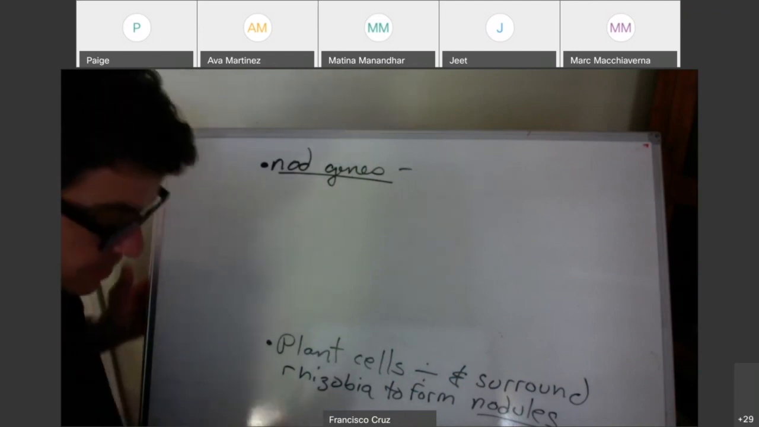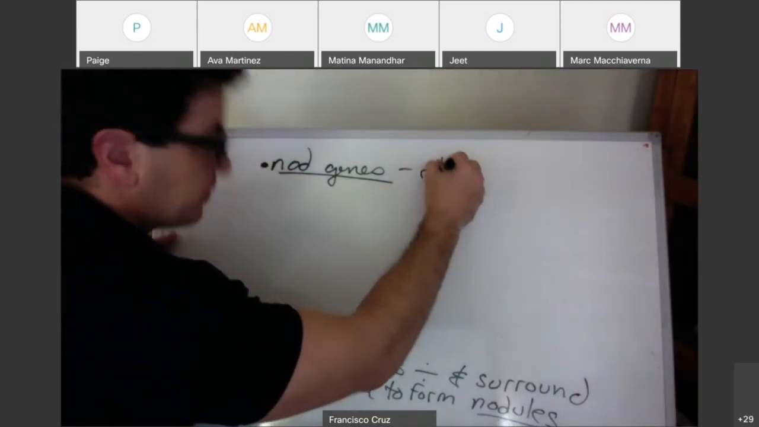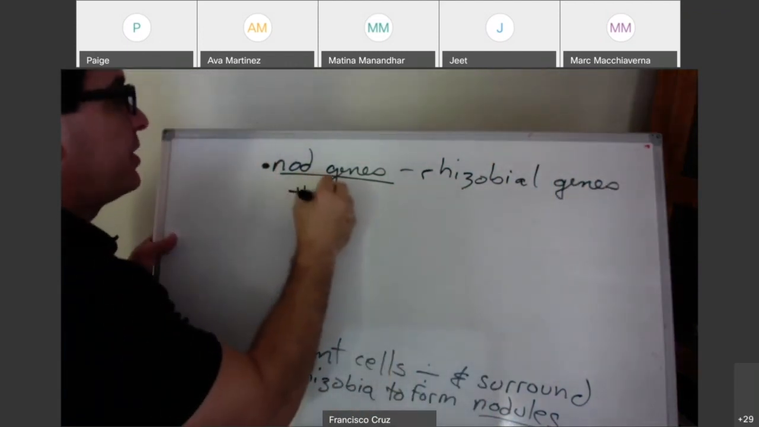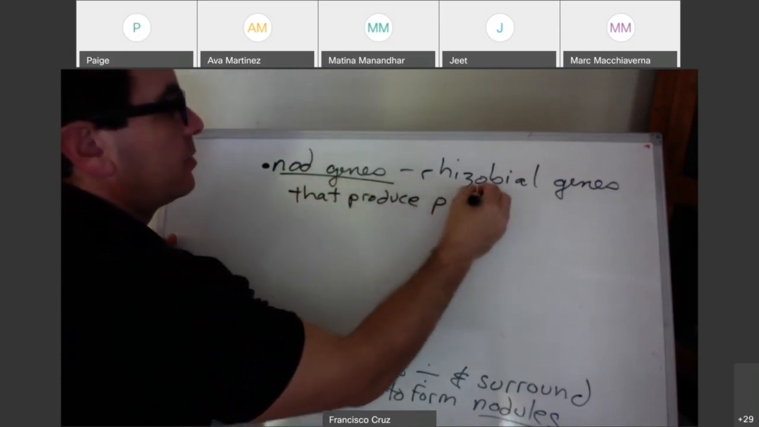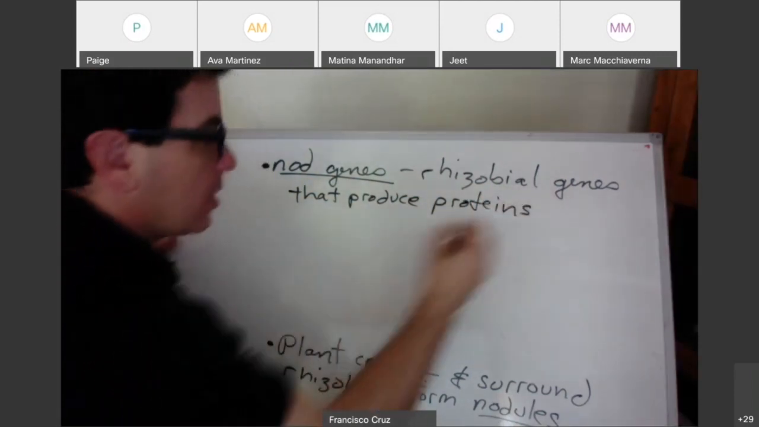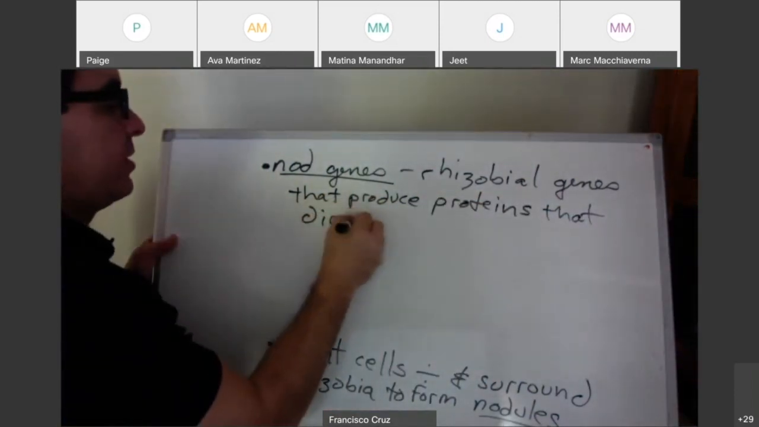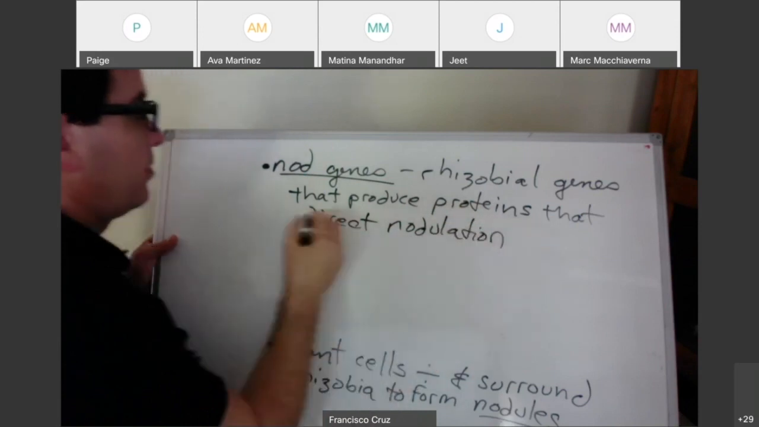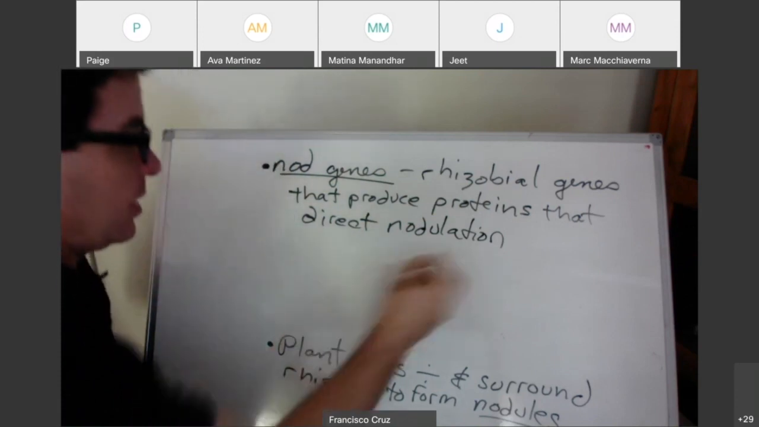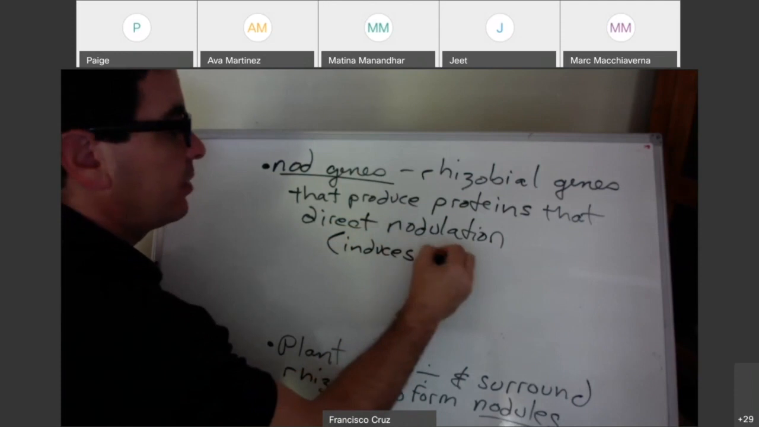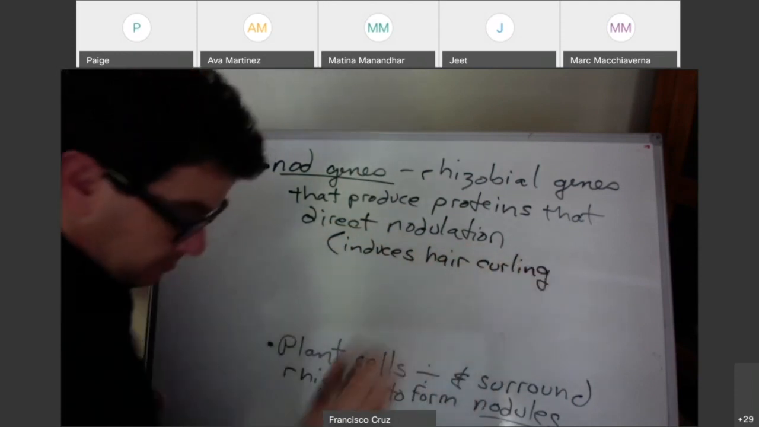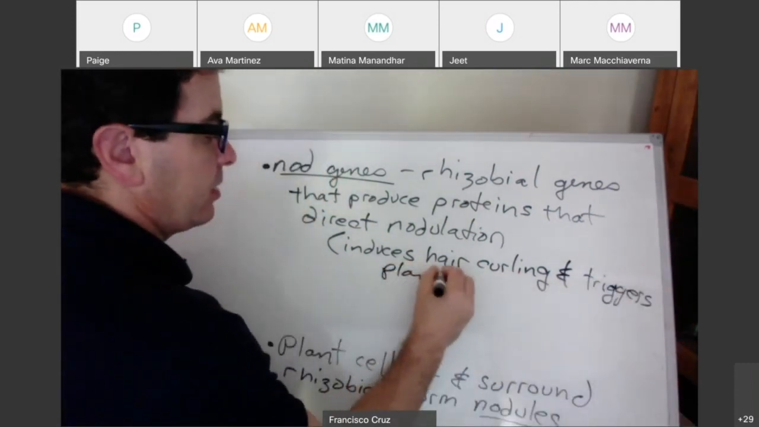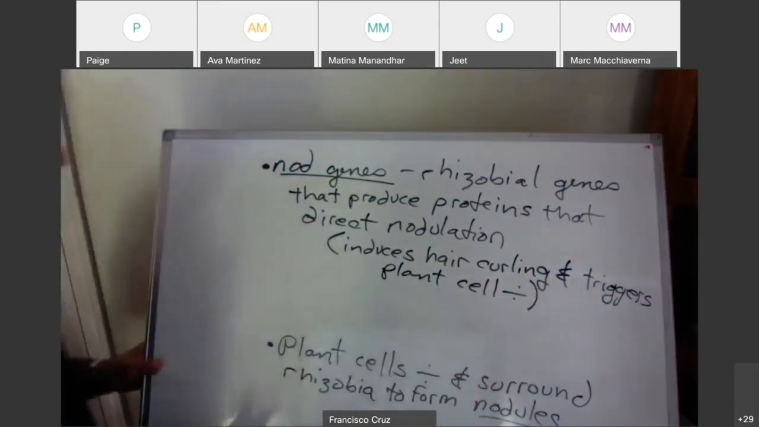Got it. Thanks. Yeah. So we have nod genes. These are rhizobial genes that produce proteins that direct nodulation. And so this induces hair curling and triggers plant cell division. So that might answer your question a little bit.